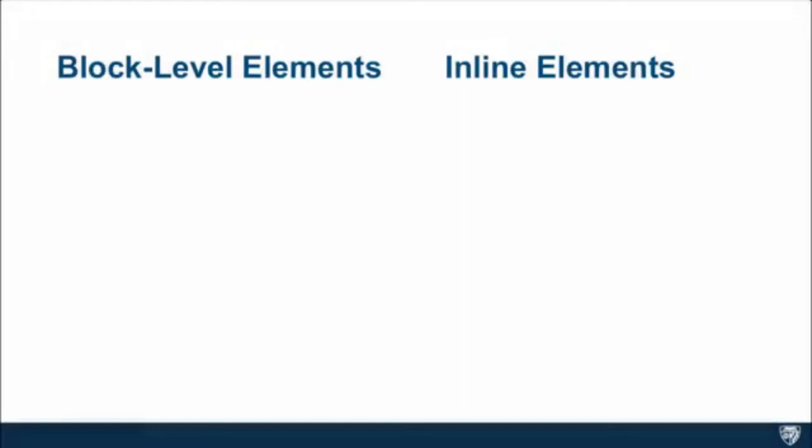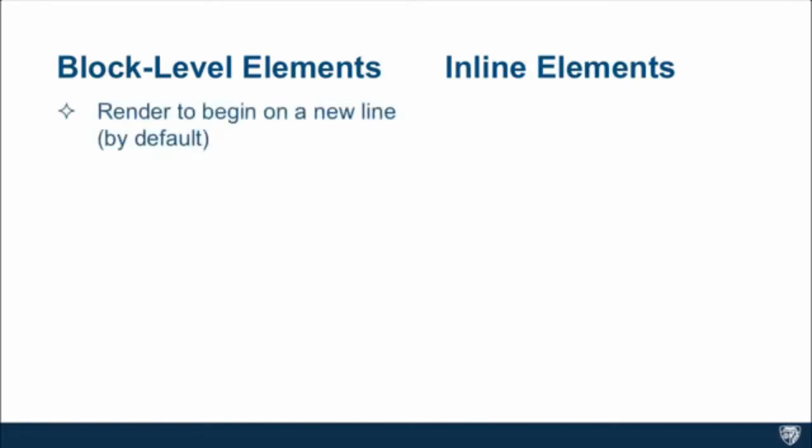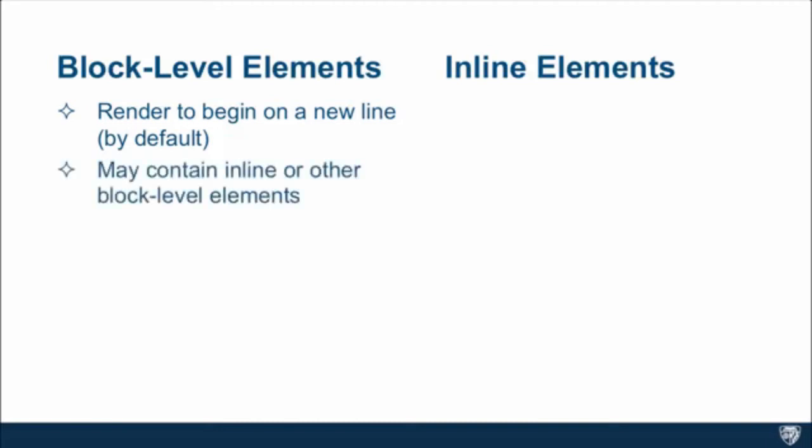So all elements fall into basically 2 categories under the traditional content model structure, either block level elements or inline elements. Block level elements render to begin on a new line by default. You could change that with CSS, but we're not talking about CSS at this point yet. So what that means is every time you specify a block level element in HTML, the browser will automatically place that element on a new line in the flow of the document. Block level elements are allowed to contain inline or other block level elements within them.